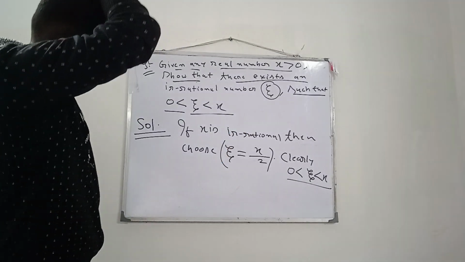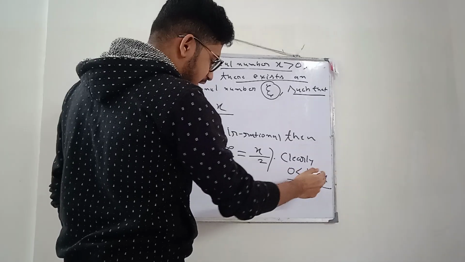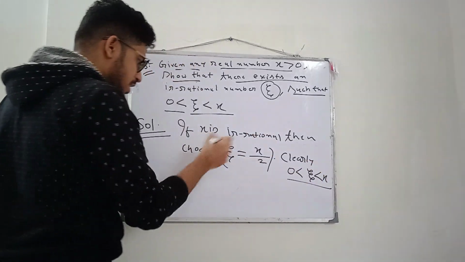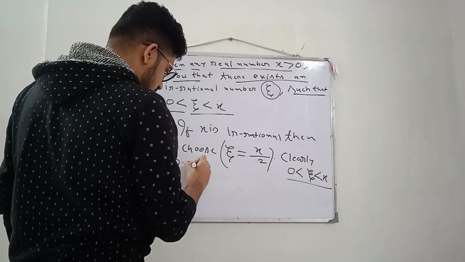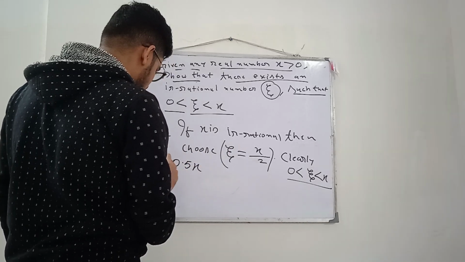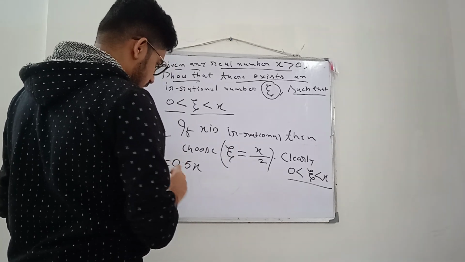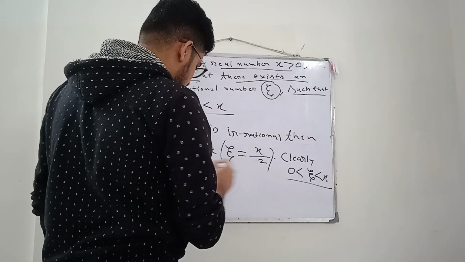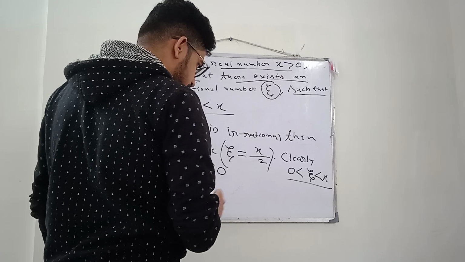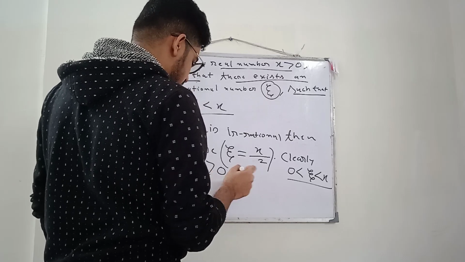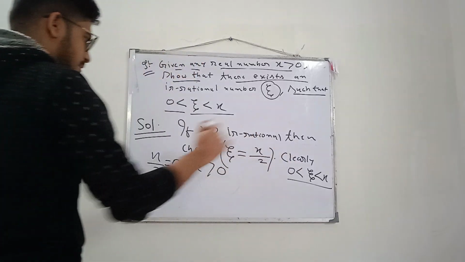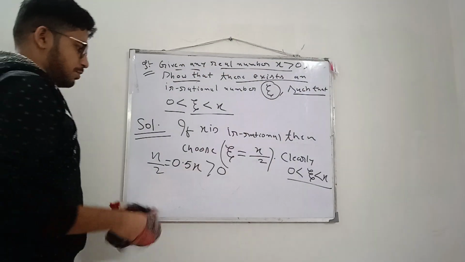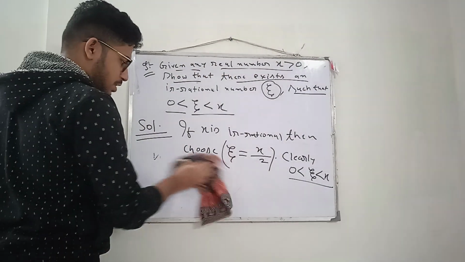So here this means x by 2, that's why it is less than x, and x by 2 means 0.5x. Obviously it is greater than 0. So this is the meaning of this line. I hope you all understood.